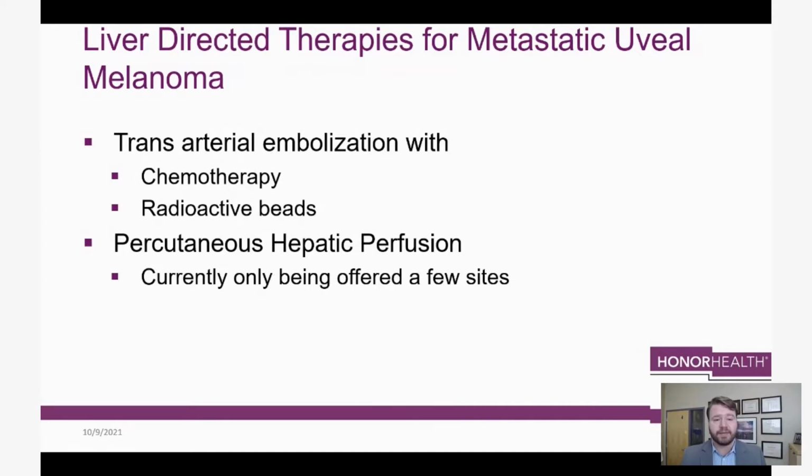The second big type of liver-directed therapy is percutaneous hepatic perfusion. So this is something that is currently being studied. We recently got some data about a phase 3 trial using percutaneous hepatic perfusion in patients with metastatic uveal melanoma. That was presented at ASCO this year, our large cancer conference. And it is being offered at a few sites in the United States as standard of care currently, while we're waiting for that definitive final outcome of the trial.